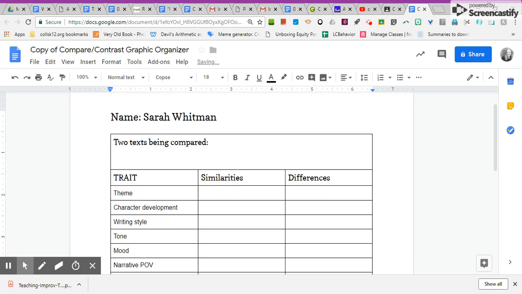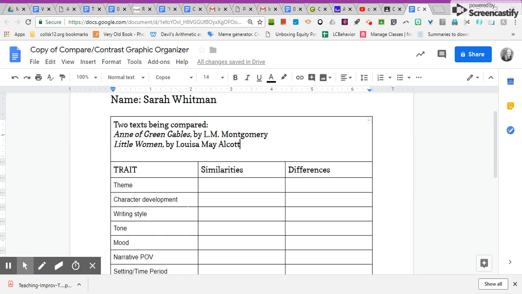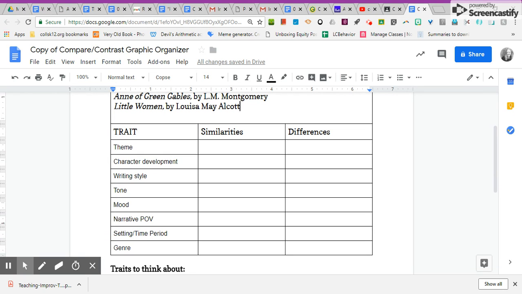Then you're going to come down and write the two texts that you're comparing. For me, I decided I'm going to focus on my favorite book ever, Anne of Green Gables. I'm going to italicize it like I do with a book title, and put the author, L.M. Montgomery. Then I'm going to compare it to one of my other favorite texts, Little Women by Louisa May Alcott. If anyone has not read either of these books, they're amazing. You should read them.